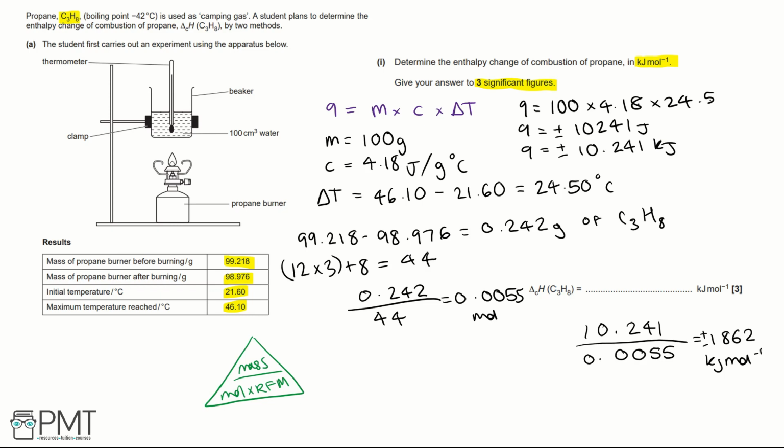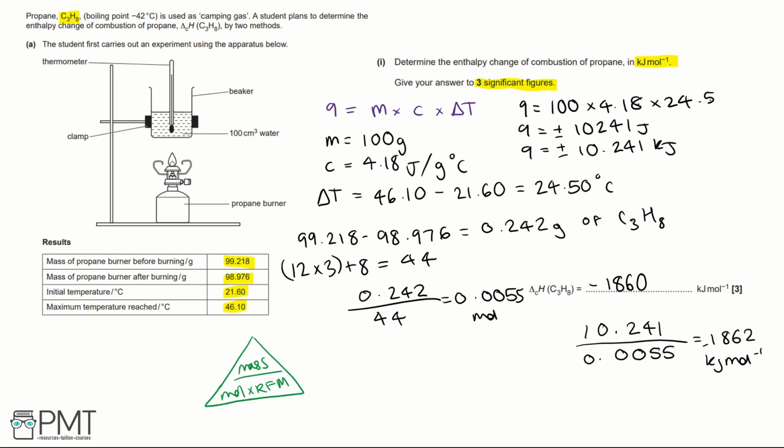However, we do, because we're working out enthalpy change of combustion, and enthalpy change of combustion is exothermic, which means that it's going to be negative. So on the answer line, we need to make sure we're giving our answer to three significant figures, and it's going to be negative. So minus 1,860 is what we put on the answer line for this question.